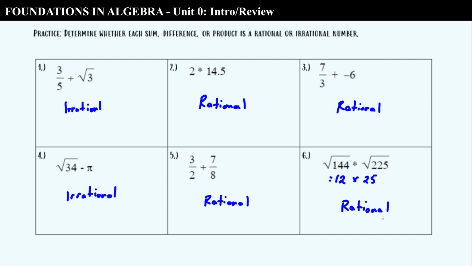All right, that does it for this section of Unit 0. This was kind of our introduction to number systems. In the next section, Section 2, we will be talking about simplifying expressions.